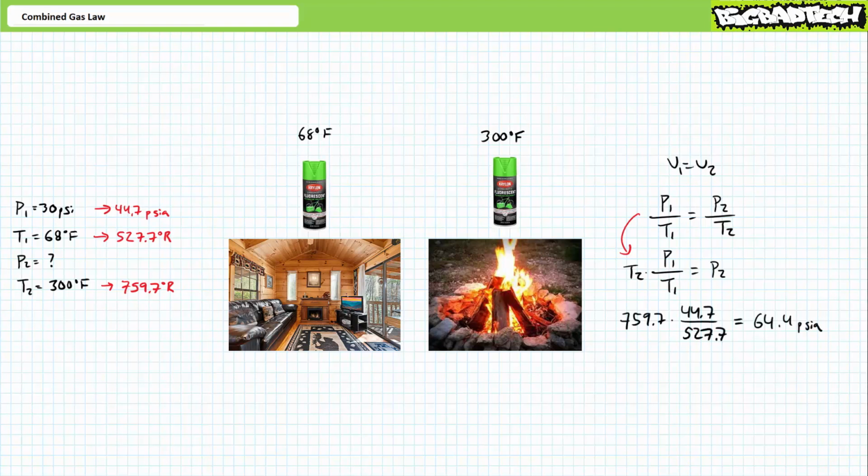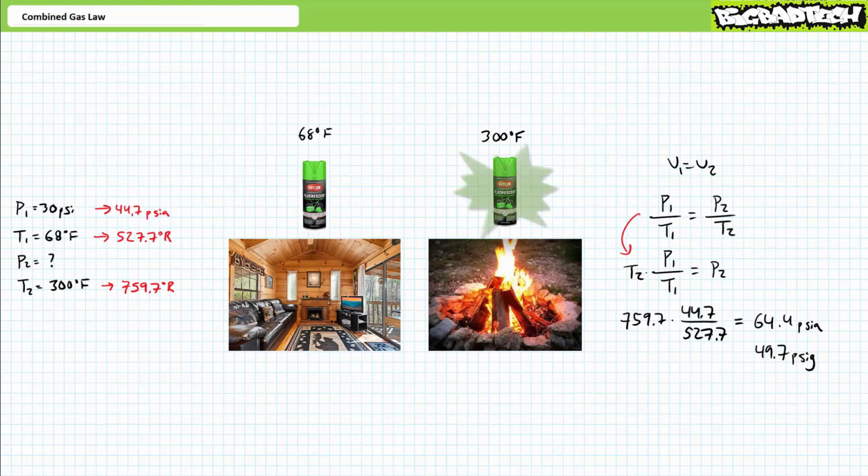Substituting these rescaled pressure and temperature values into the equation demonstrates the pressure in the can is increased to roughly 64.4 psi absolute. We need to convert this back to the gauge scale. 64.4 psi absolute is roughly equivalent to 49.7 psi gauge. This is dangerously close to the can's bursting point at 50 psi. I'd suspect even the slightest tap would see the surroundings coated in a new shade of green.